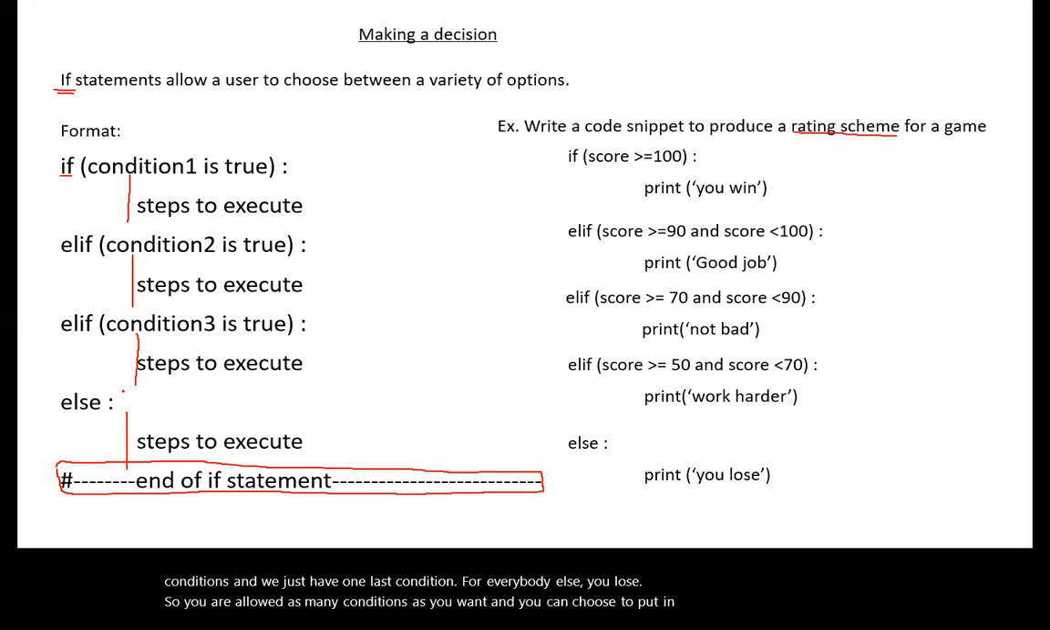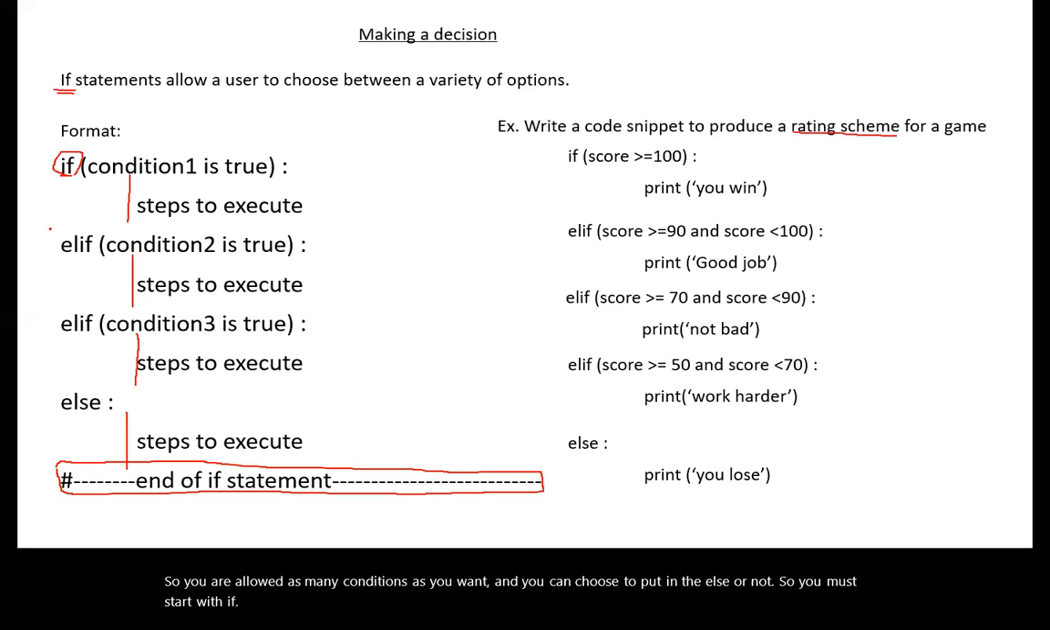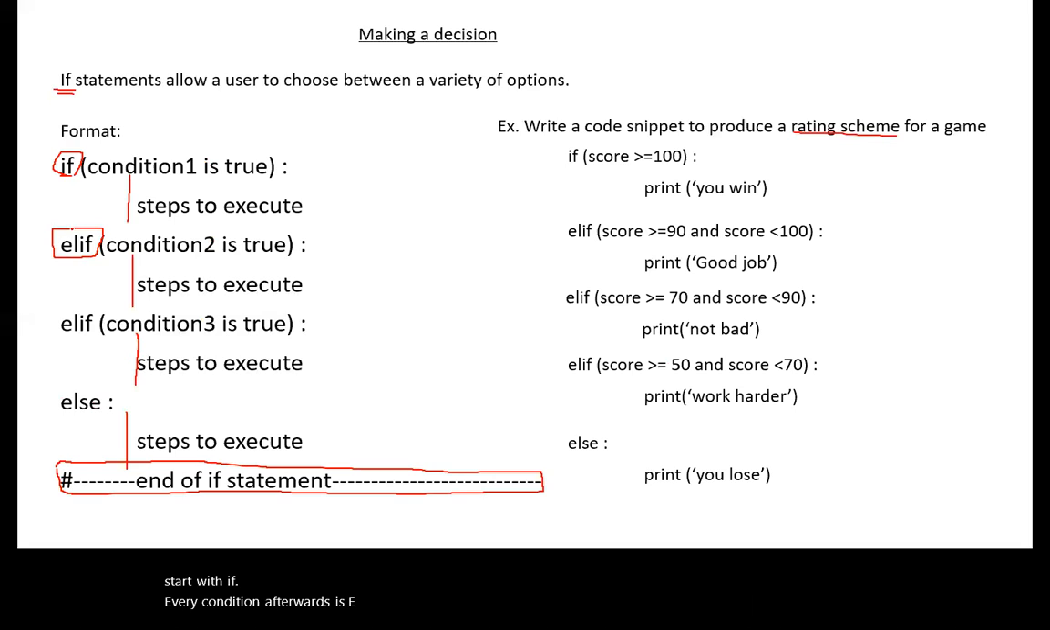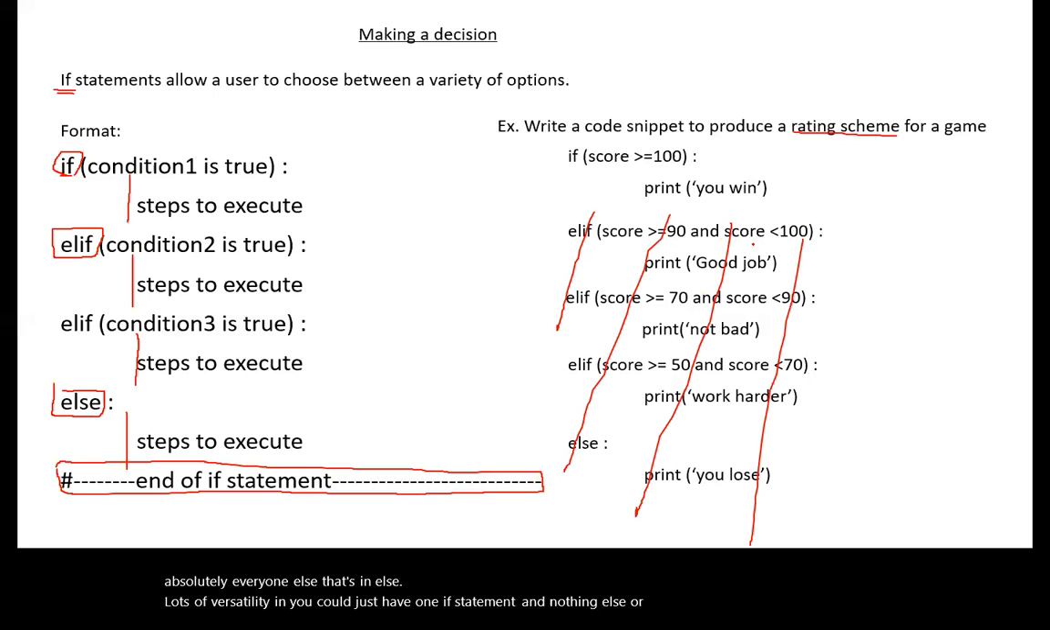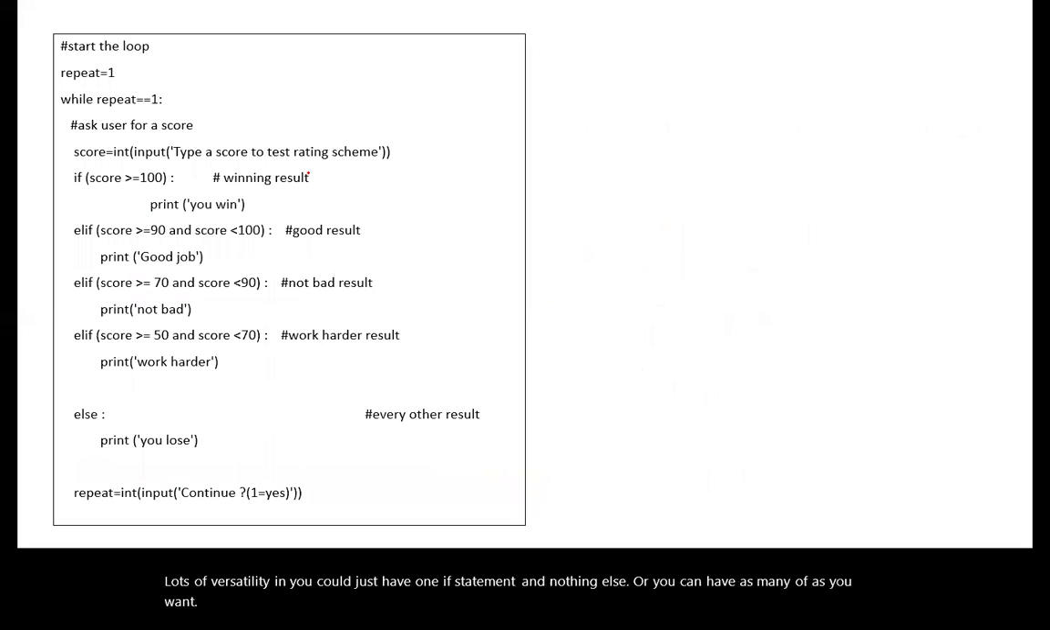So you are allowed as many conditions as you want, and you can choose to put in the else or not. So you must start with if. Every condition afterwards is ELIF, which is an abbreviation for else if. And then if you want a condition for absolutely everyone else, that's an else. Lots of versatility in this. You could just have one if statement and nothing else, or you can have as many of these as you want.